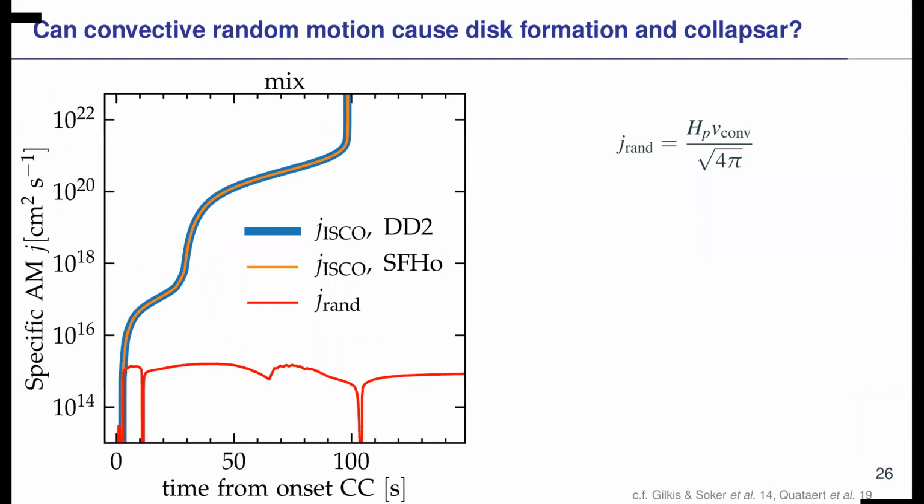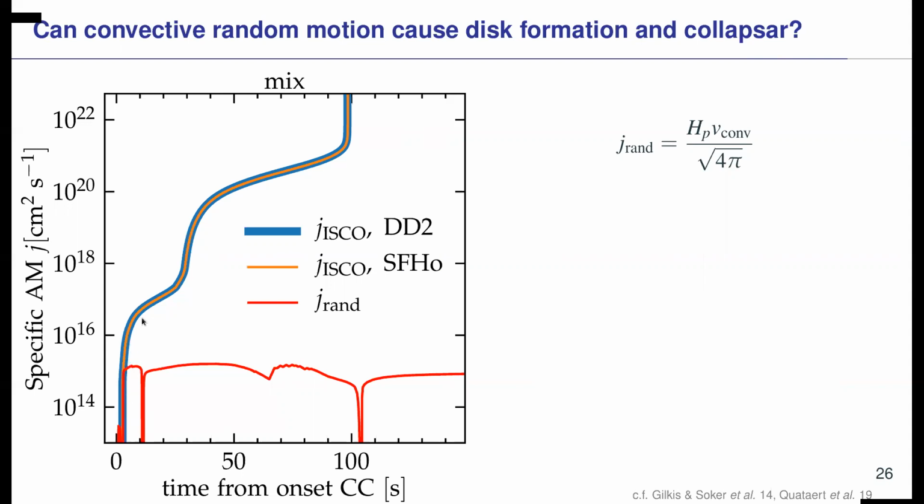The second thing that I can check is, can I form a collapsar? Can I have a disk that blows up some of my envelope? My models, I remind you, are non-rotating. So the only angular momentum that I have available in the star is due to the motion of convective blobs, which randomly can bring in angular momentum. And here the red curve shows you this random angular momentum as a function of the time it would take for a convective layer to fall onto the center of the star.